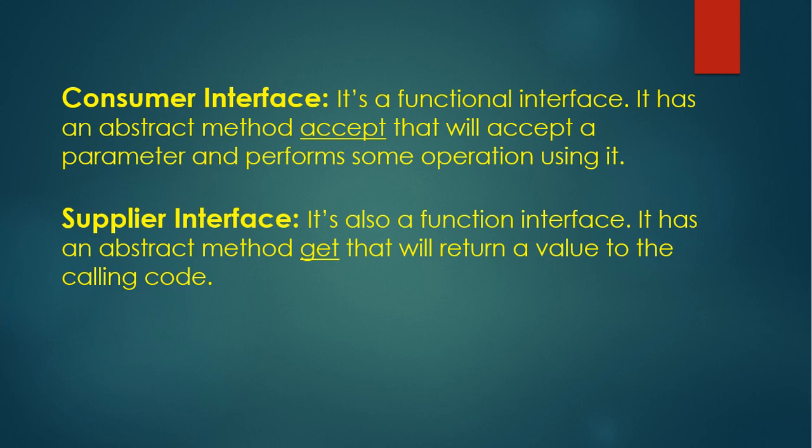Consumer interface is a functional interface. It has an abstract method called accept that will basically accept a parameter and then perform some operation using it. And supplier interface is also a functional interface which has an abstract method called get, and that will basically return a value to the calling code. Both of those are functional interfaces, which we have already seen: an interface which has a single abstract method, and using the lambda expression we can give implementation to the functional interface.